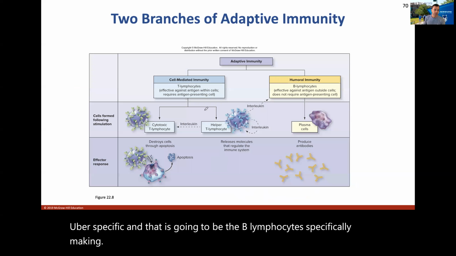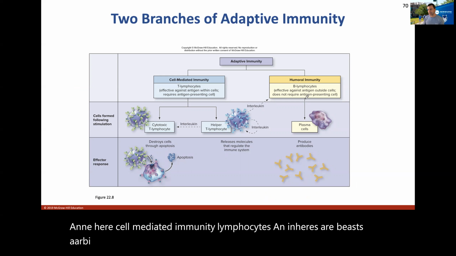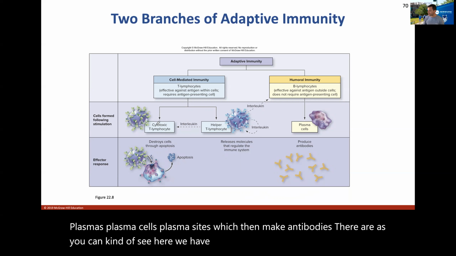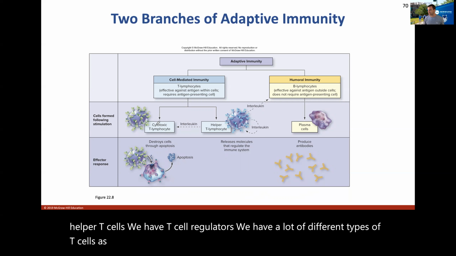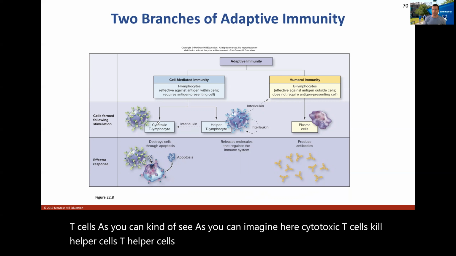Okay. And here's cell-mediated immunity, T lymphocytes. And then here's our B cells, our B lymphocytes making plasma cells, plasmacytes, which then make antibodies. As you can see here, we have T cells, we have cytotoxic T cells, we have helper T cells, we have T cell regulators. We have a lot of different types of T cells. As you can imagine, cytotoxic T cells kill, and T helper cells help the cytotoxic T cells.